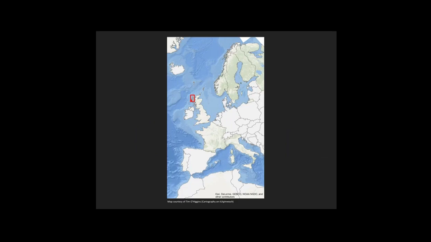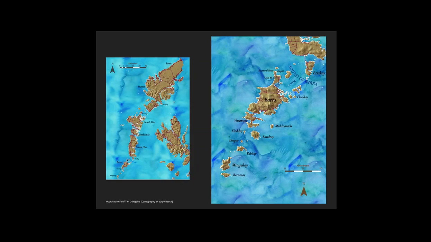So just to locate ourselves, this is where I spent quite a lot of time over the last 6 years, and this gives you a better idea of where Barra is located if you don't know it that well, at the tip of the Outer Hebrides, so on the periphery of the periphery. And the map on the right will also give you a sense that Barra is not just one island, it's a whole archipelago of islands.